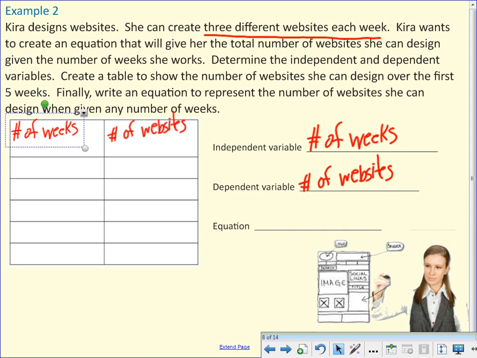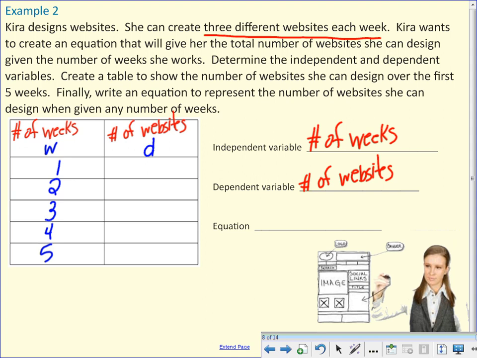Now we could say the number of weeks is W. What is the number of websites? How should I label that? Since it's the number of websites, we can call it number of websites designed. I don't want to call it W again, so it's D. We'll call that D. So we want to do the first 5 weeks according to the information. Over here we're going to do our equation.